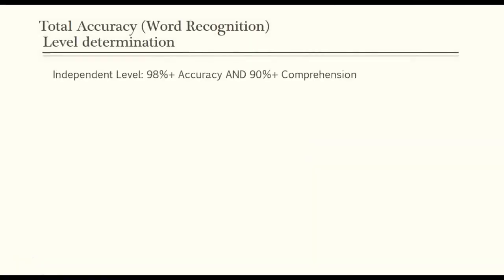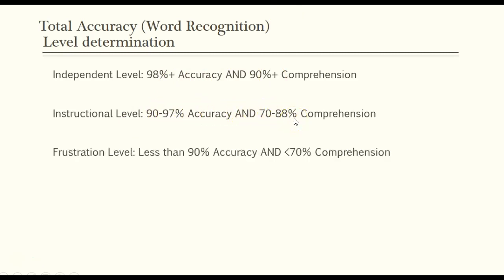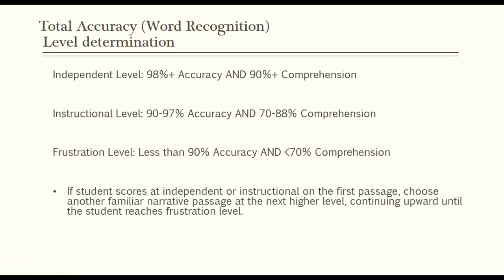So your QRI will tell you that in order for it to be the child's independent level, they have to get 98% plus accuracy and 90% plus comprehension. So if they have that 98% plus accuracy, but at 85% comprehension, that's their instructional level. For instructional level, they need 90 to 97% accuracy and at least a 70 to 88% comprehension. And then frustration level is anything lower than 90% for accuracy and lower than 70% for comprehension.